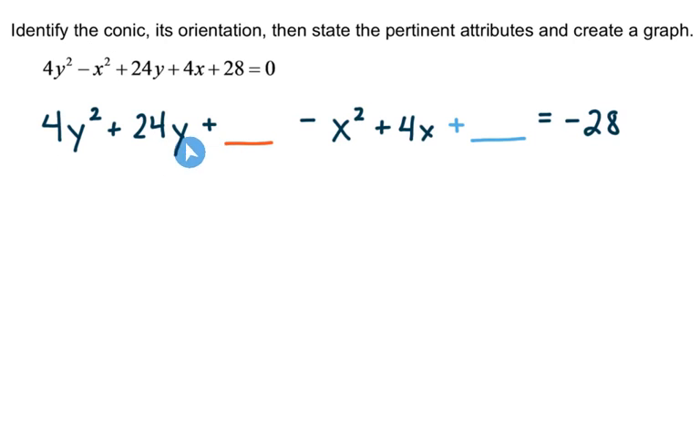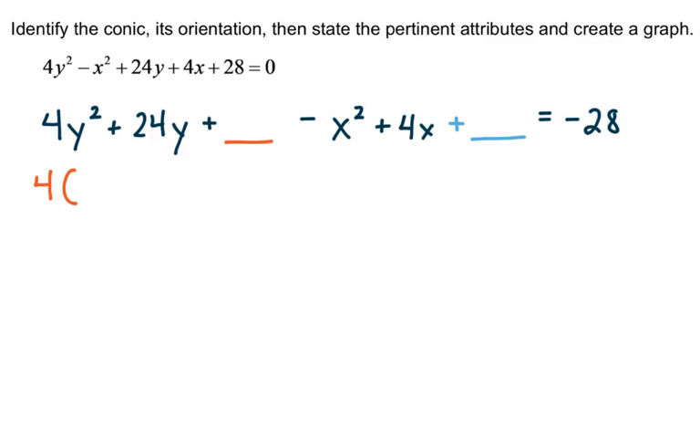So organizing and grouping my y and x terms, I now have a negative 28 over here on the right. So again, can't assume that this is going to be y squared minus x squared just yet. First thing I'm going to do is factor out a GCF. If this leading coefficient is any number other than positive 1, we factor out a GCF. So I'm going to factor out 4.